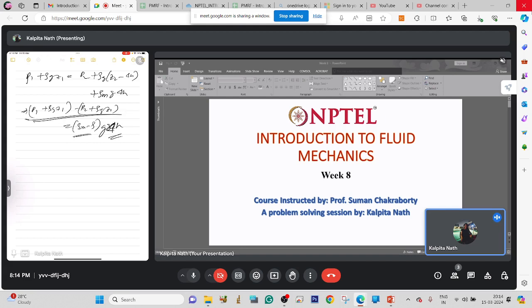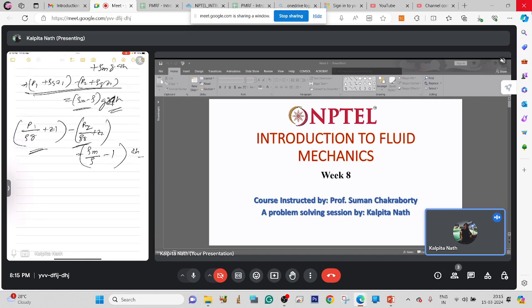That means if we write this in the form of head, P1 upon rho G plus Z1 minus P2 upon rho G plus Z2 is equal to (rho M upon rho minus 1) into delta H. So this is the piezometric head, right? The manometer doesn't measure the normal pressure difference between 2 points. It measures the piezometric pressure difference between point 1 and 2.